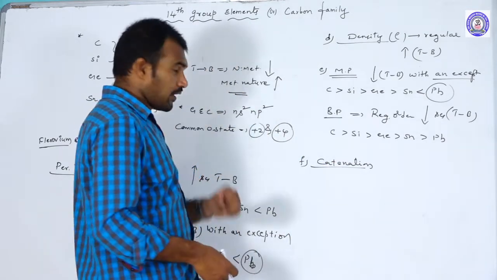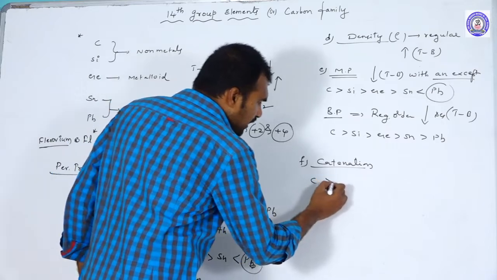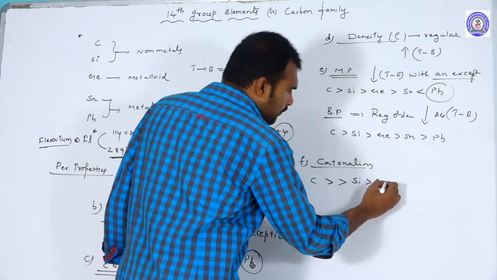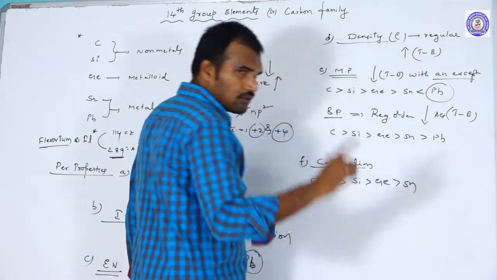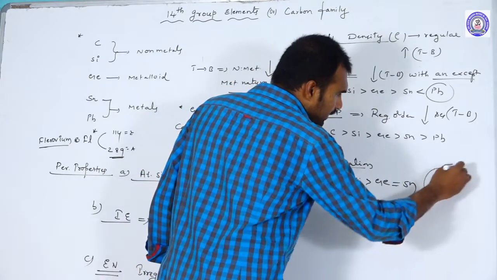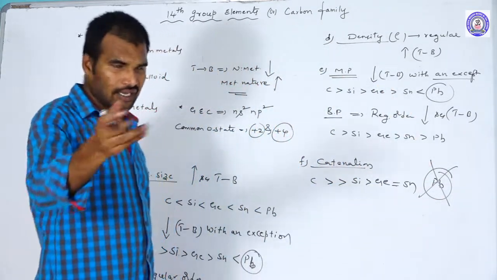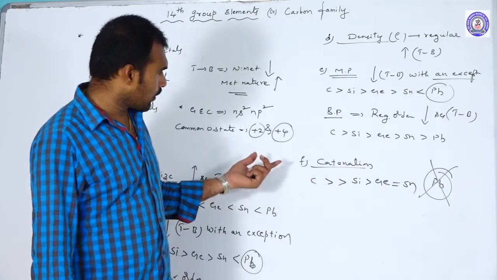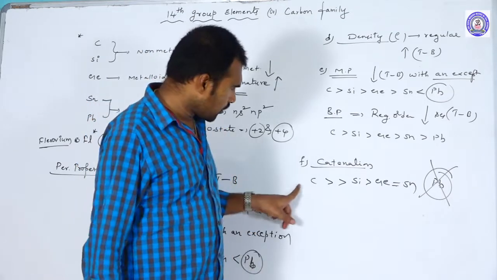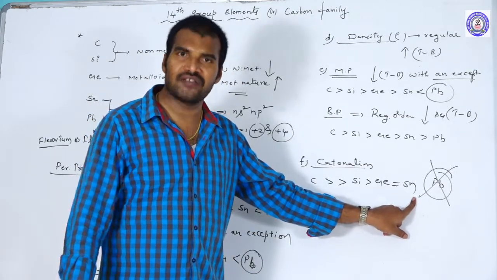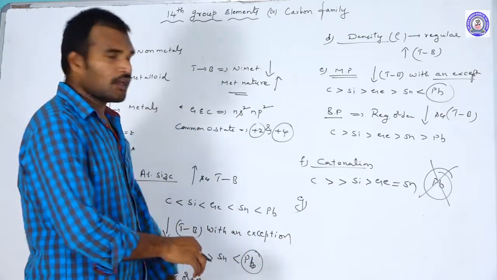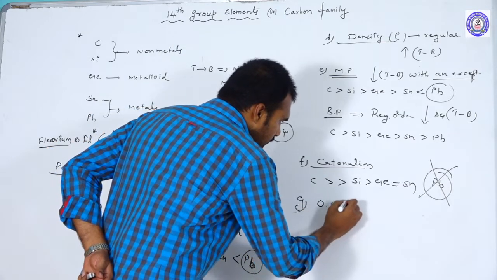And this catenation power, exceptionally, carbon has more catenation power than silicon, germanium, and tin. Almost they all have the same, but remember that lead doesn't show the catenation behavior. Last, 2019 JEE question: which among the following does not exhibit catenation? All group 14 elements will show the catenation behavior except lead.